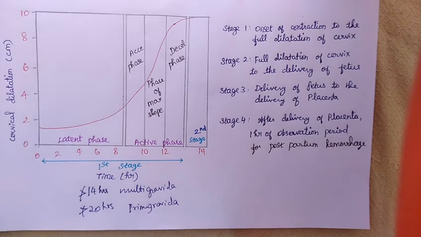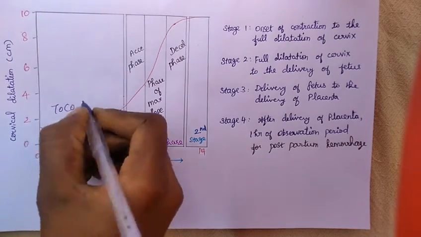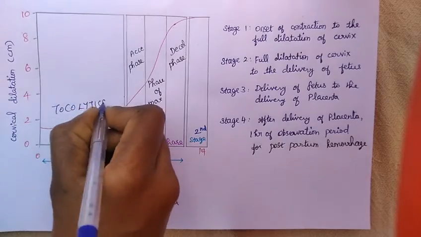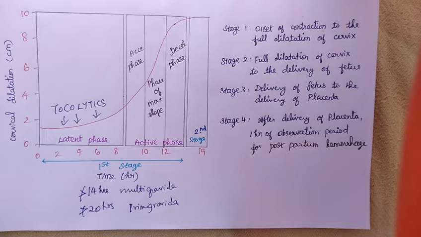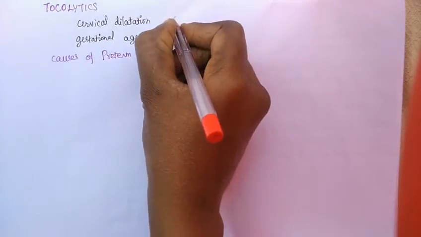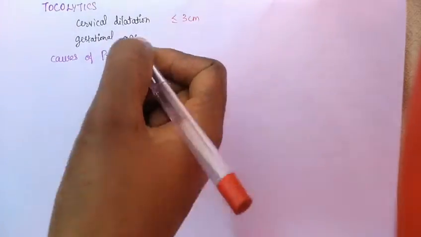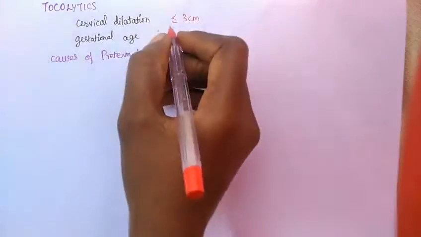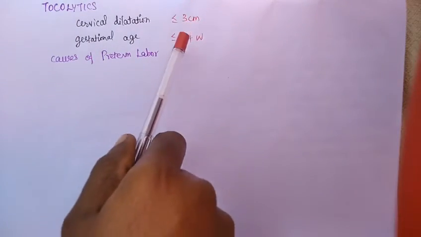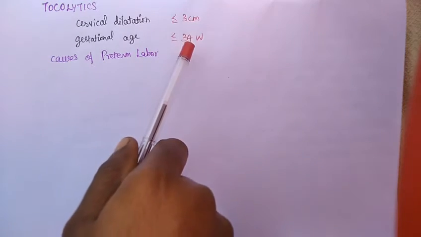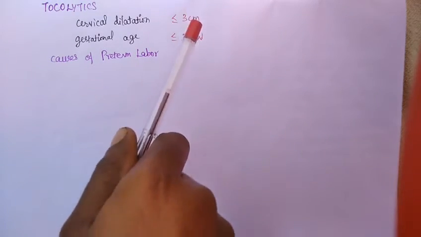So tocolytics are to be given, and they can act only in the latent phase of labor. Tocolytics are to be given when the cervical dilatation is less than or equal to 3 cm and gestational age is less than or equal to 34 weeks. Why 34 weeks? Because at this time the lungs will be matured.